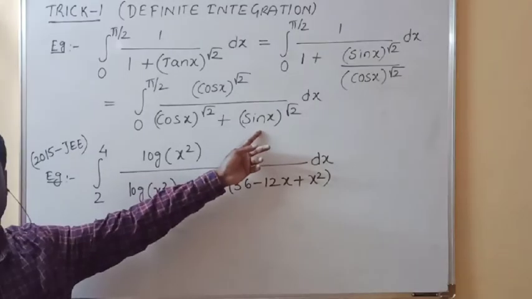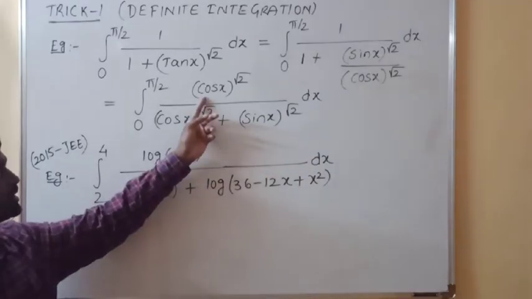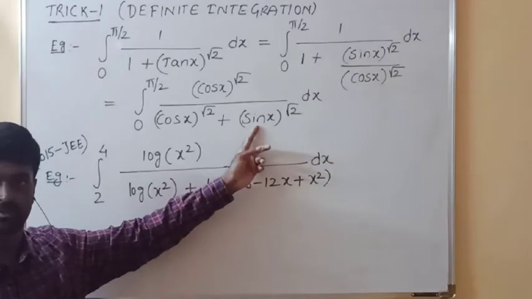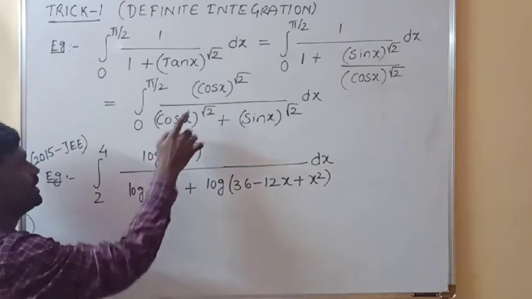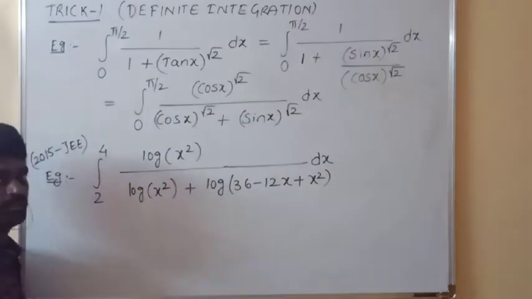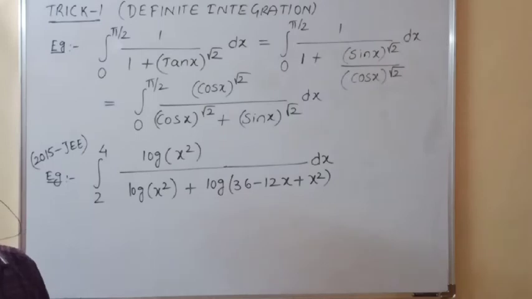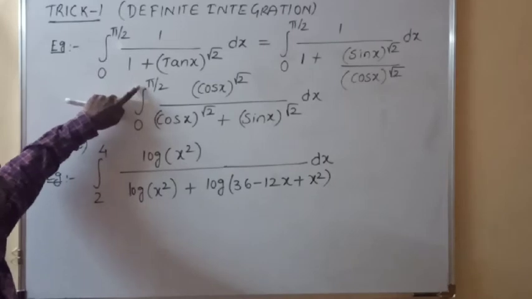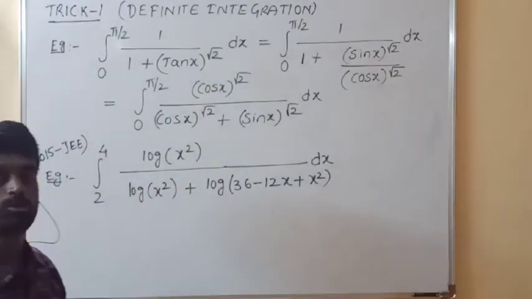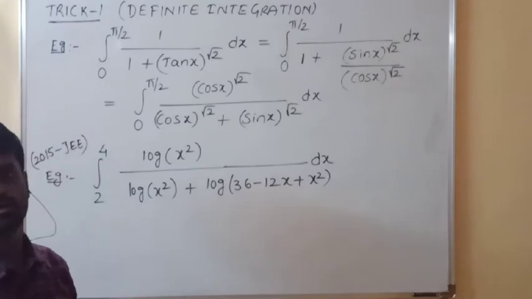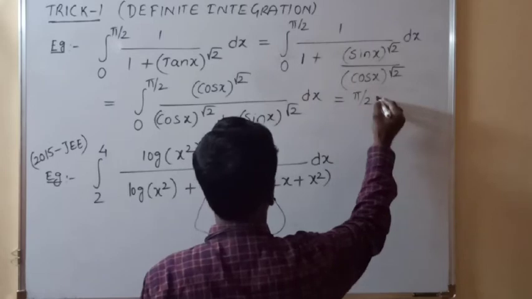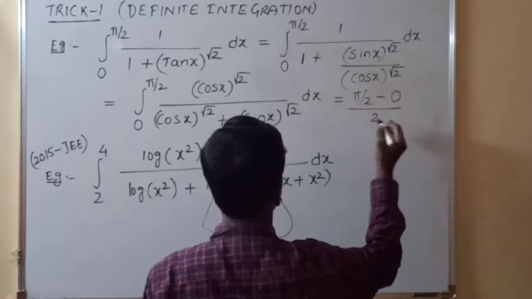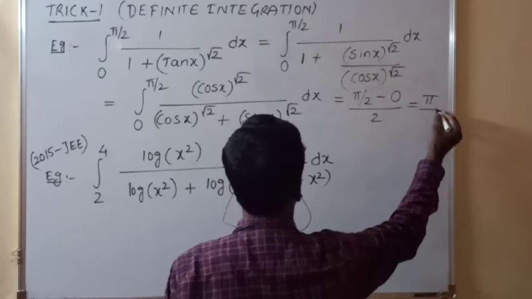This term only. That means if you take this as f of x, then this is f of a plus b minus x. So the given integral is in the form of integral a to b, f of x by f of x plus f of a plus b minus x, into dx. So what is the answer? Upper limit minus lower limit divided by 2. The upper limit is pi by 2, the lower limit is 0, so pi by 2 minus 0, pi by 2, divided by 2 is pi by 4. So the answer is pi by 4.